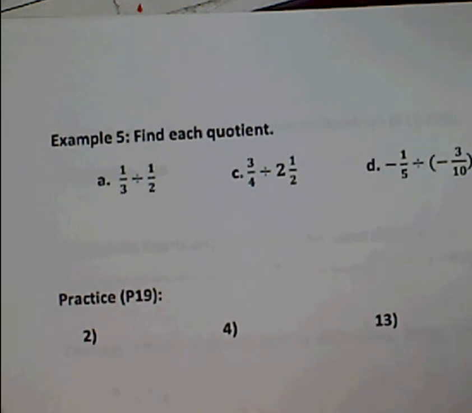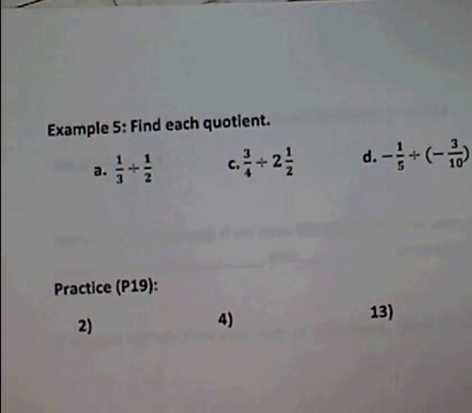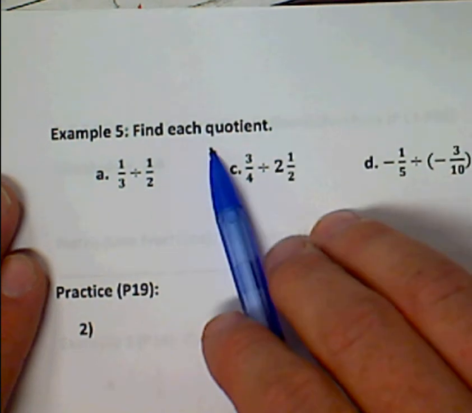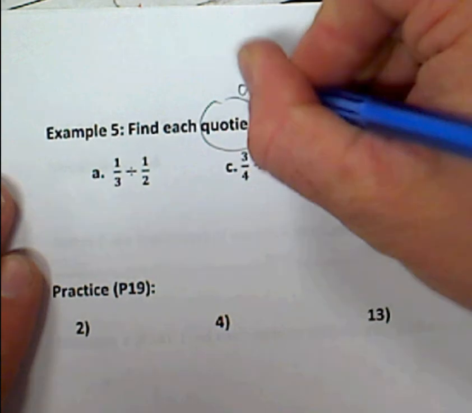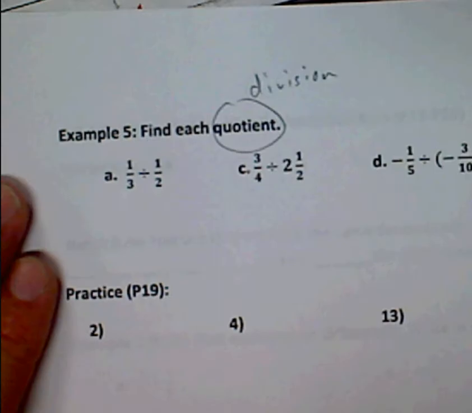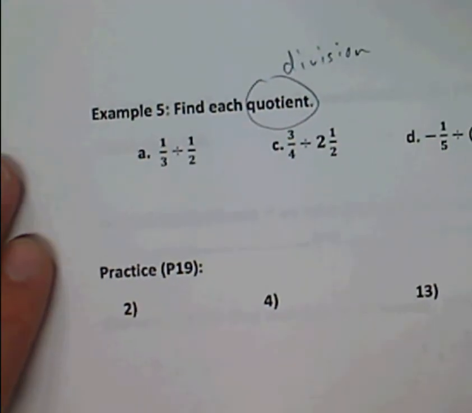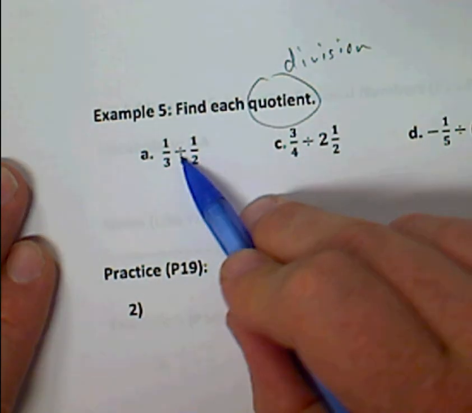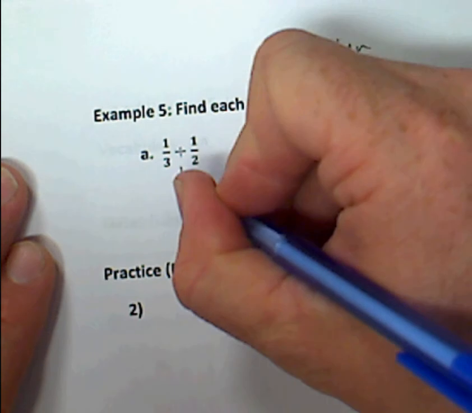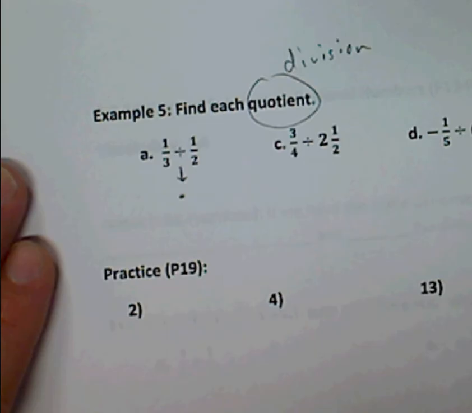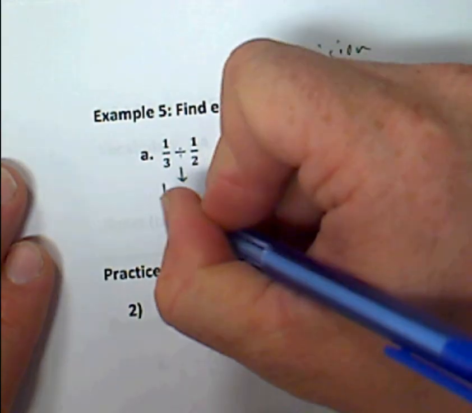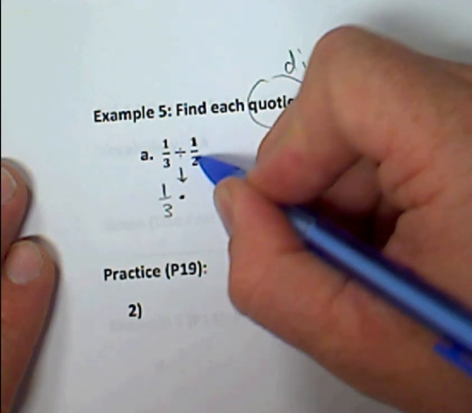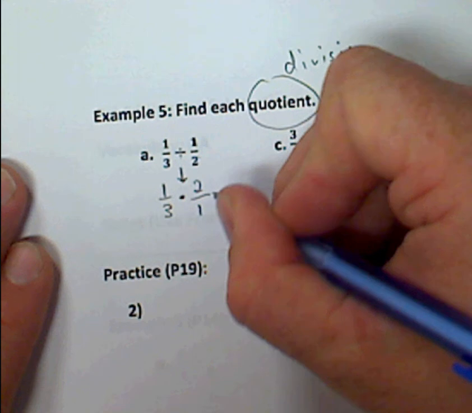Now we are on example 5. On example 5, we are actually dividing now, which means find each quotient. Quotient means division. In order to find the quotient of two fractions, what we do is we multiply by the reciprocal. We change the division to a multiplication. We keep the first fraction the same, and we flip. We find the reciprocal of the second, 2 over 1.